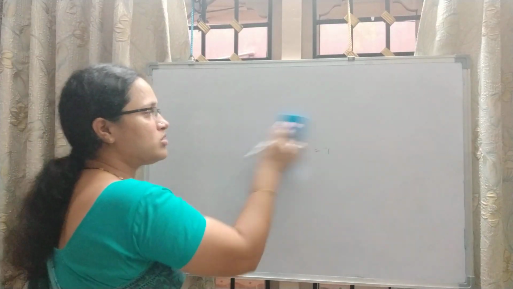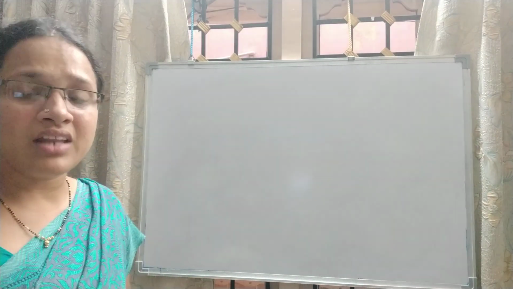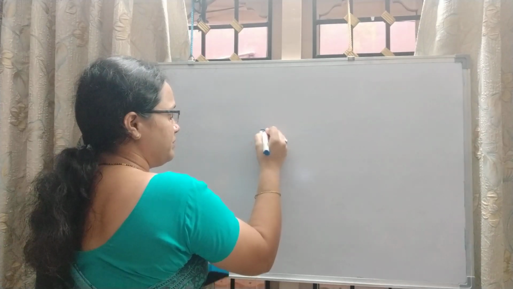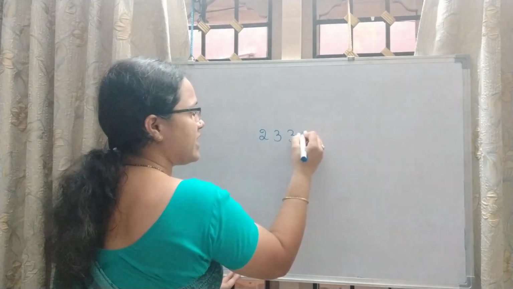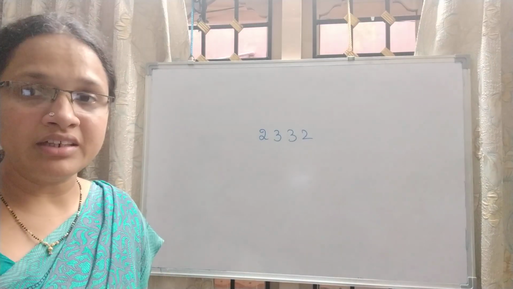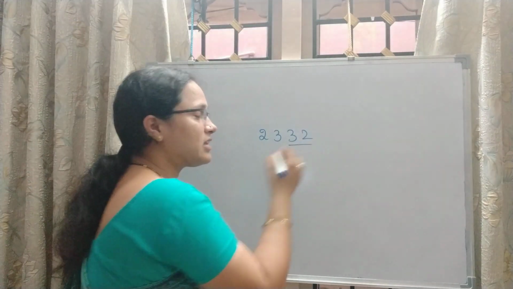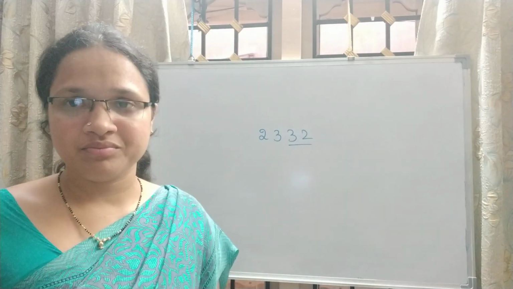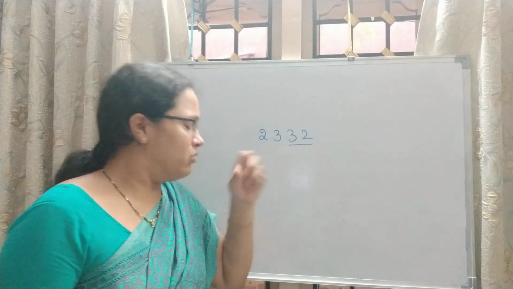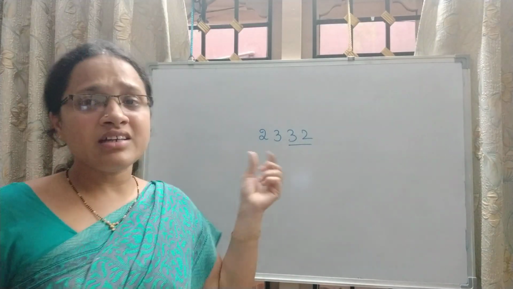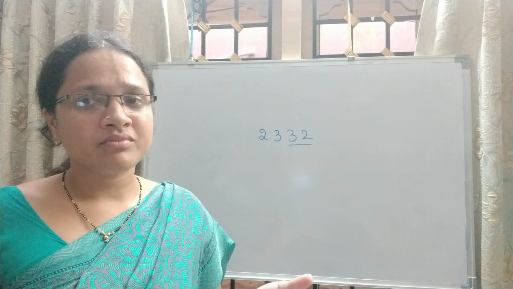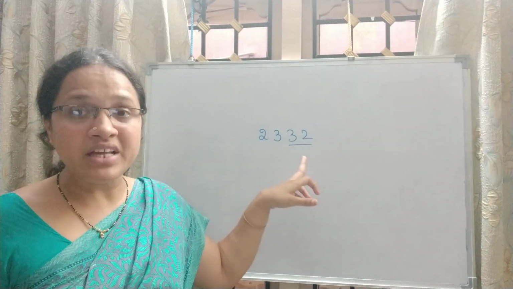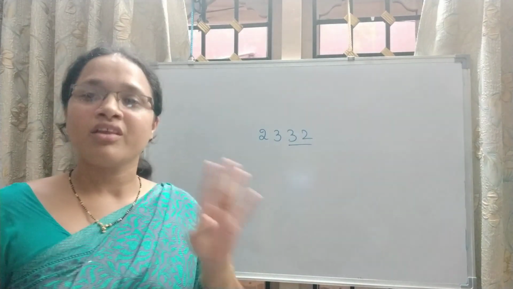Now let us go to the divisibility rule of 4. The last 2 digits must be divisible by 4. I have taken a 4-digit number here, 2332. The last 2 digits are 32. Is 32 divisible by 4? Yes. If 32 is divisible by 4, it means the whole number is divisible by 4.